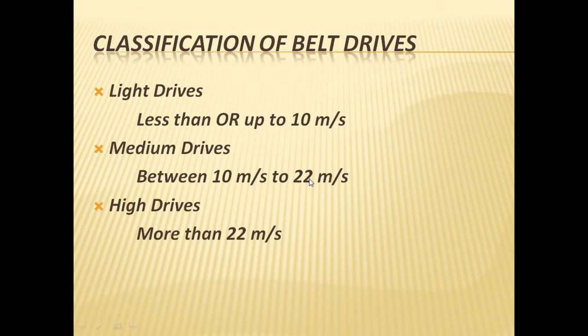The classification of belt drives can be made in three ways. The first one is light drives. The speed varies from 0 to 10 meters per second. If it is 0, then there is no power transmission. The medium drives are 10 to 22 meters per second, and the high drives, as used in CVT transmission, are up to 22 meters per second.